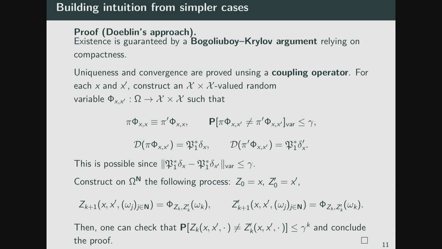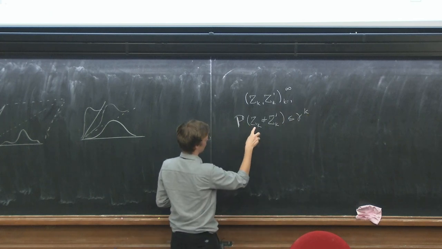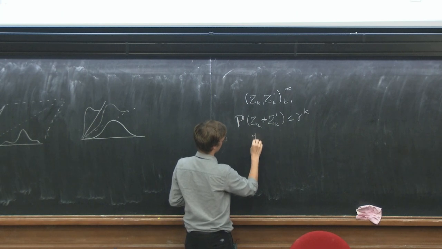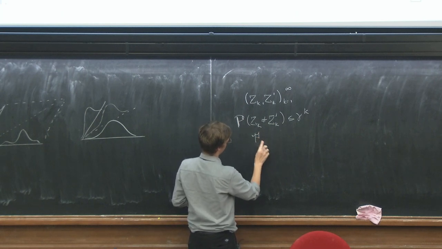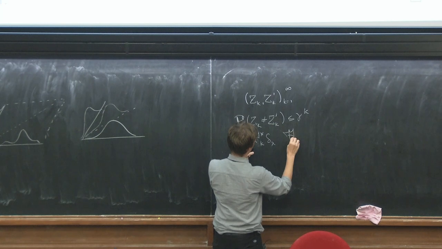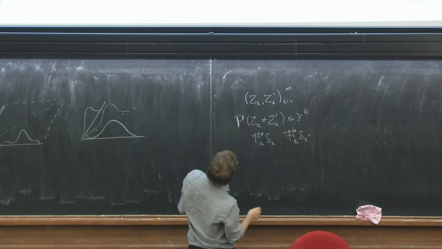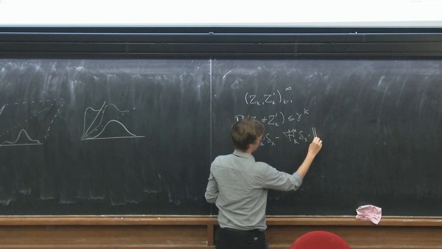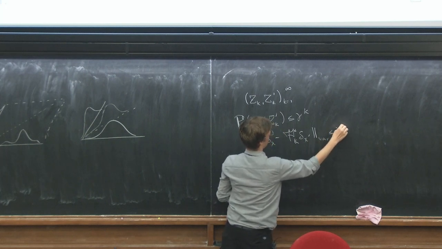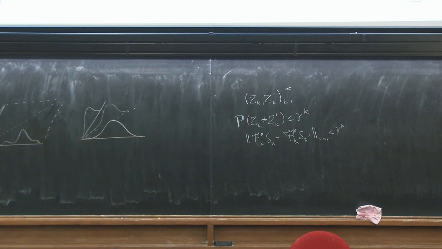But that forms a coupling. If you have this, then because this has the distribution of the process at time k starting in x, and this has the distribution like this, with x and x prime the initial conditions for that process, then you know that this thing in total variation is small. Because you've managed to create a coupling which has a lot of weight on the diagonal. Okay, so that's the idea.